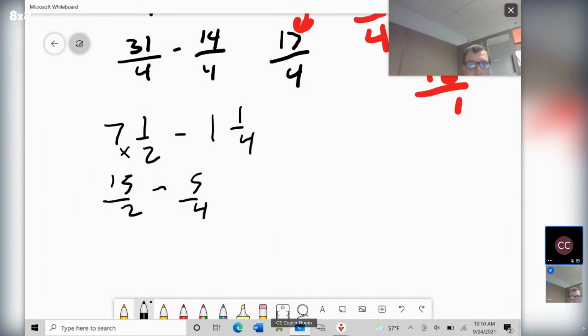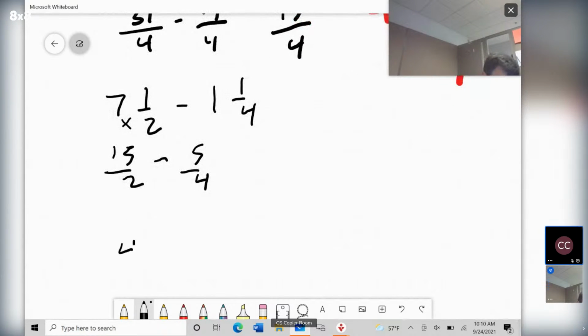So 4 is going to be the least common denominator, or least common multiple. In this case, we're going to make both these fractions over 4. So 4 is going to be our denominator. And 2 times 2 is 4, so we have to multiply top times 2. So that's going to be 30. And this one's just going to stay 5/4.